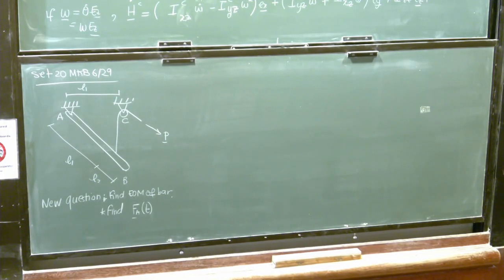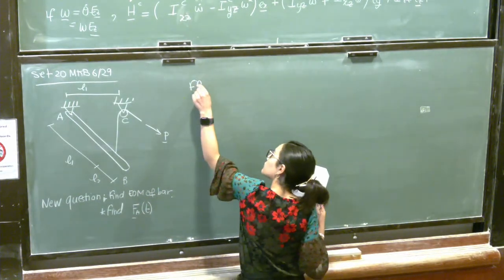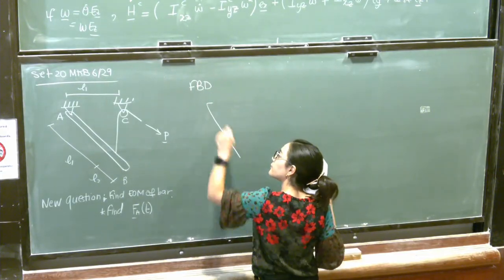So how many equations of motion should I expect? 1. How do I get that equation of motion? First, can you draw the free body diagram of the bar? How many forces are acting on it? 3 or more. What are these forces? What are the forces acting on the bar? Yeah? What are they?